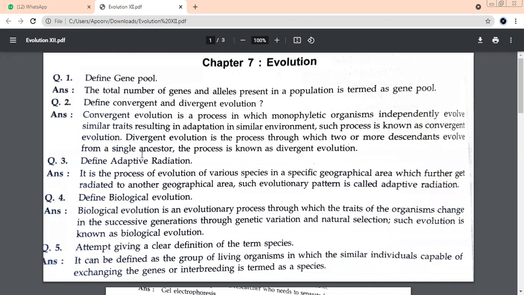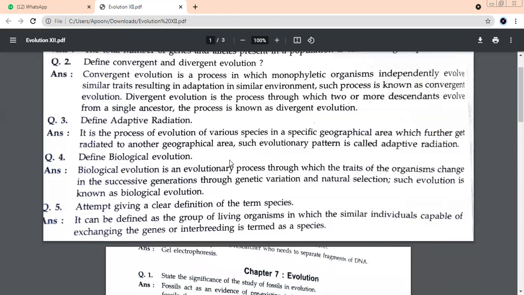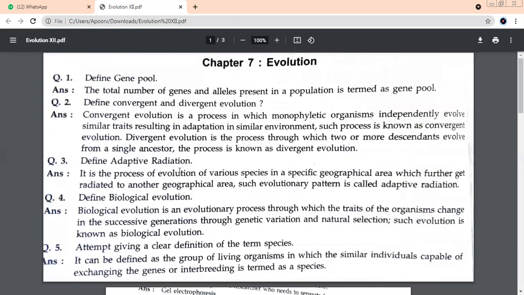In divergent evolution, the parent is the same, a single ancestor, and the offspring have become different due to environmental reasons, geographical isolation and so on. In convergent evolution, the parents are different, but some traits come in the progeny and they become similar to each other. This is convergent. No need to learn this language. What is there in your books we have discussed. Don't learn these answers.